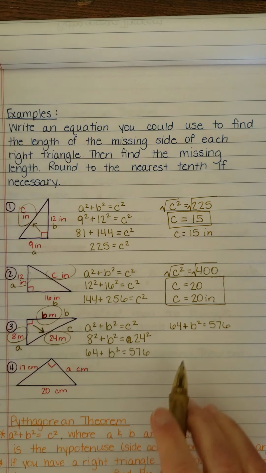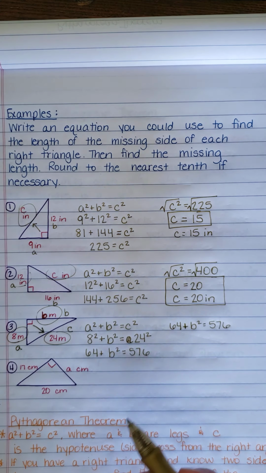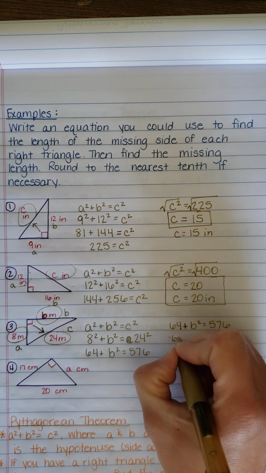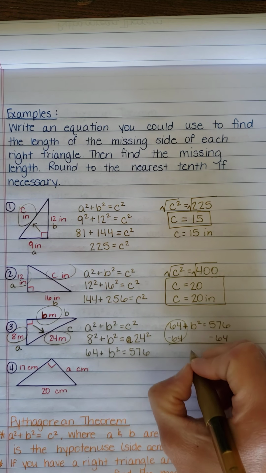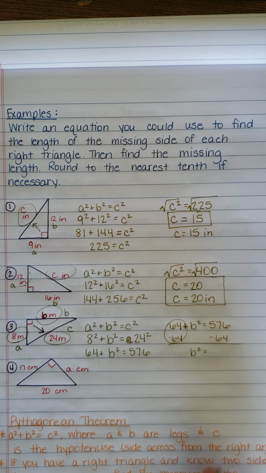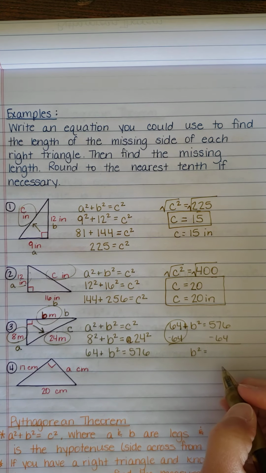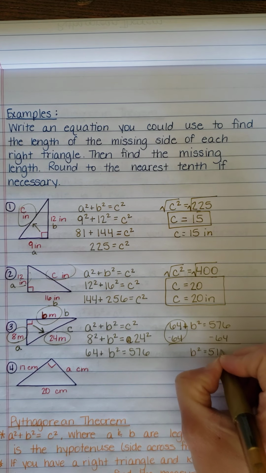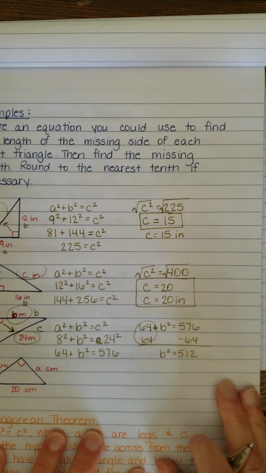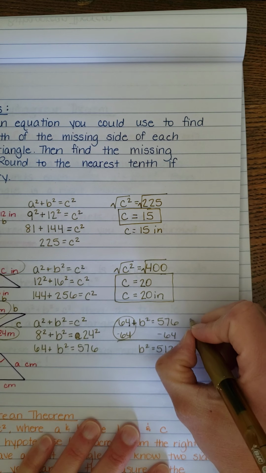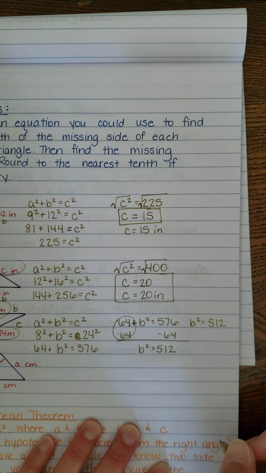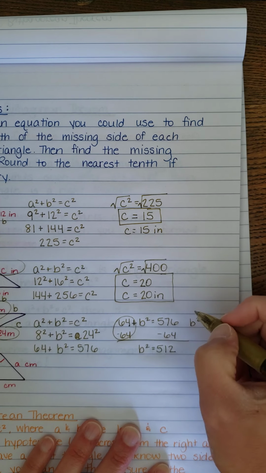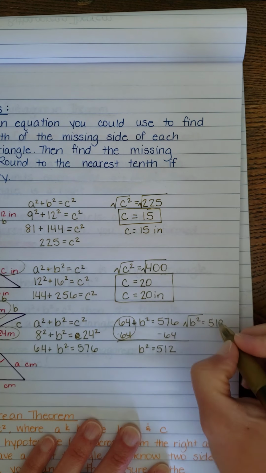So B squared is my variable, so we're going to solve this for B squared. So I'm going to subtract 64 from each side. That makes 0. That leaves me with B squared equals 576 minus 64, which is 512. So I have B squared is equal to 512. And again, I have to take the square root to get B by itself. So I'm going to take the square root of each side.